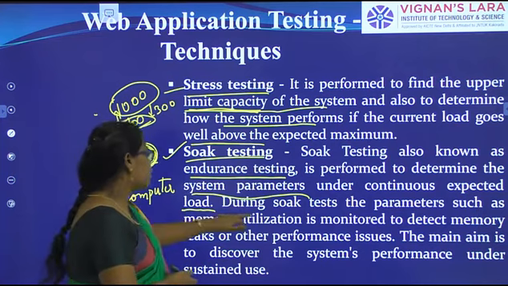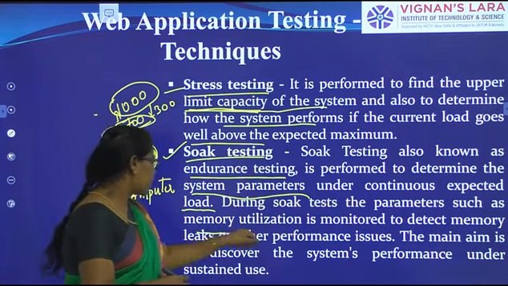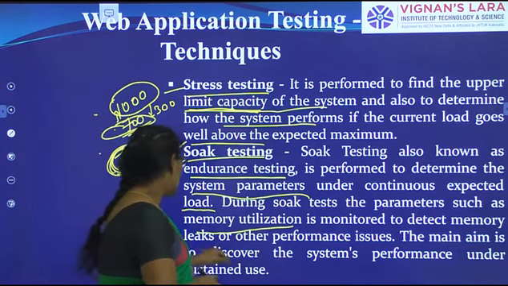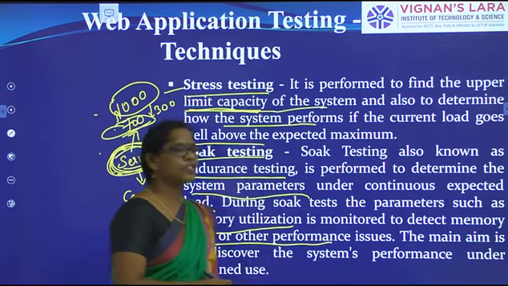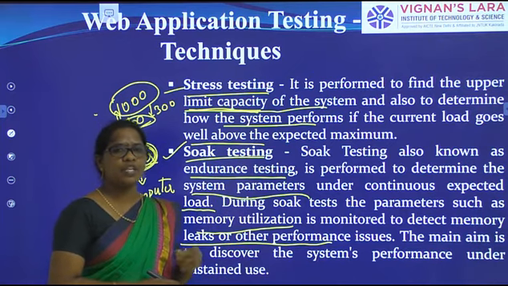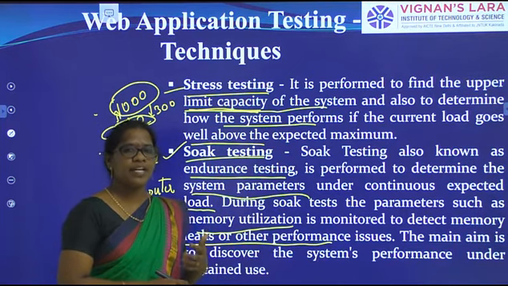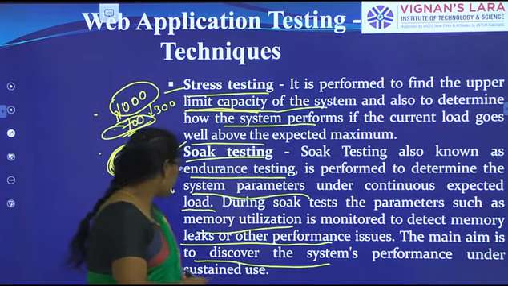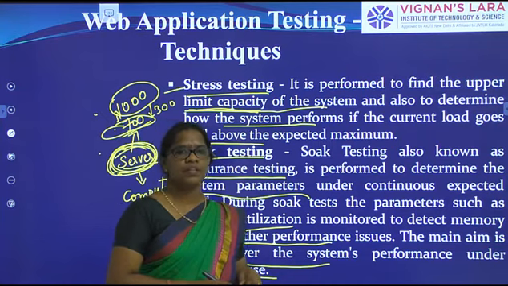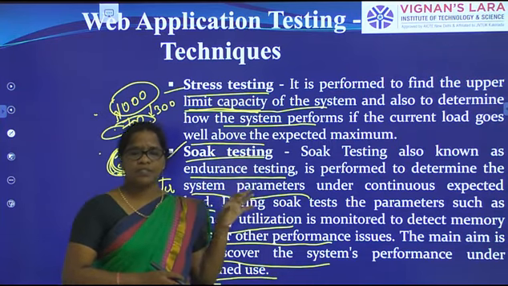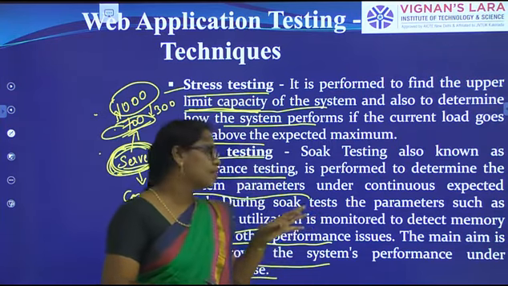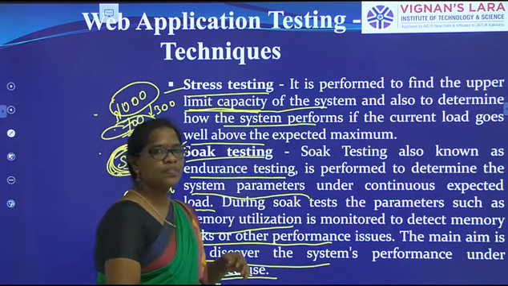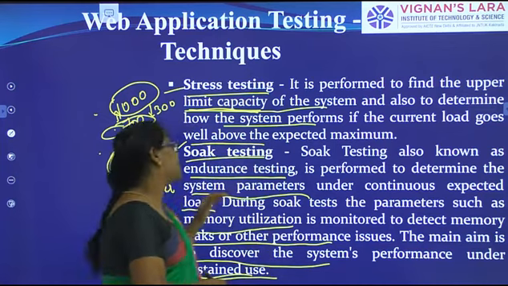During a soak test, the parameters such as memory utilization, how the memory utilization is going on, and how to detect leaks or other performance issues are checked. Whether the memory allotted is being utilized sufficiently or not. The main aim is to discover the system's performance under sustained use. The main intention of soak testing is whether the system performs well under sustained use. So these are the different types of tests.